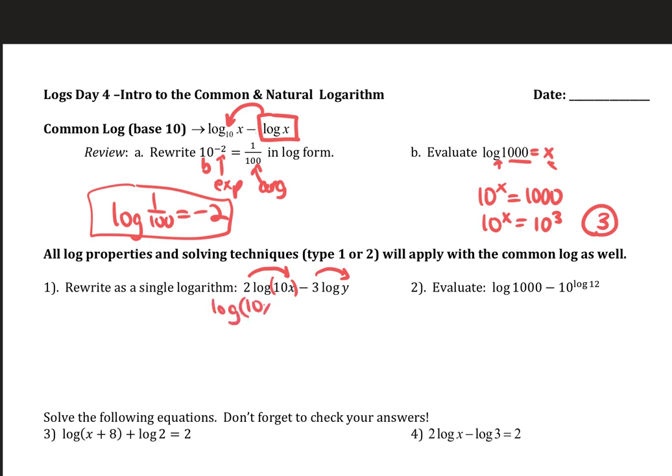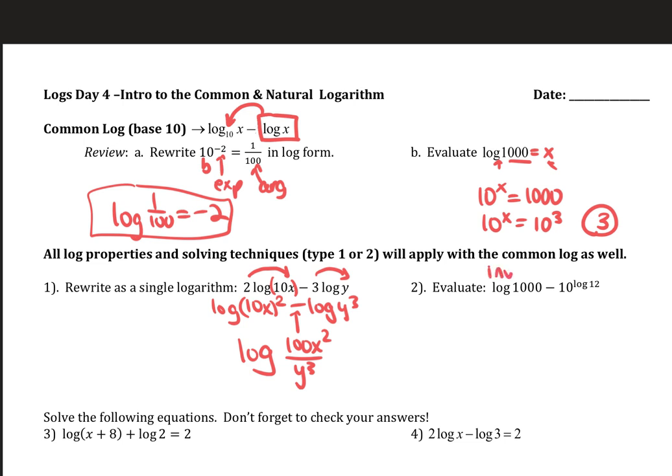It would be log of 10x quantity squared, and then minus log of y cubed. And then remember, minus is quotient, and I will simplify that 10x squared. So our final answer would be log of 100x squared over y cubed. And so there's our main properties, and then number 2 is going to be our inverse properties.